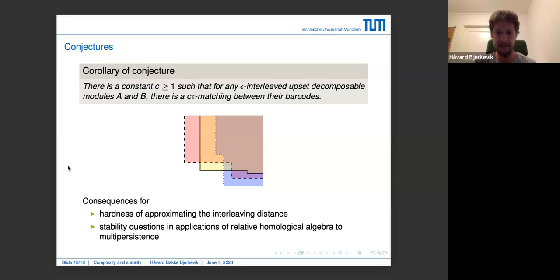And I think this upset decomposable case is, in a way, like, if you can solve this case, then a lot of the other cases that show up in this homological algebra setting should be easier somehow, though it's not a direct implication.